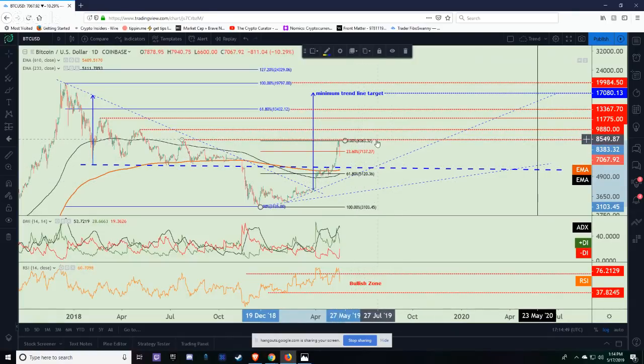I would not be surprised if we hit 8,500 by the end of this weekend, maybe on Sunday, if we get the momentum to kick back in. This is just a nice little correction, but I think the bulls are still in control.